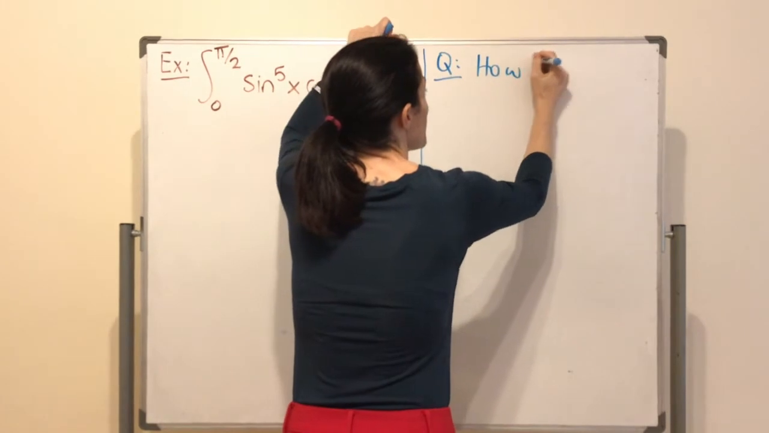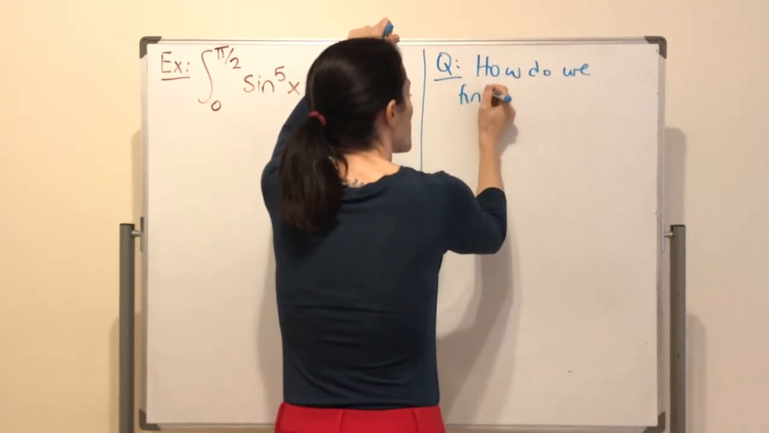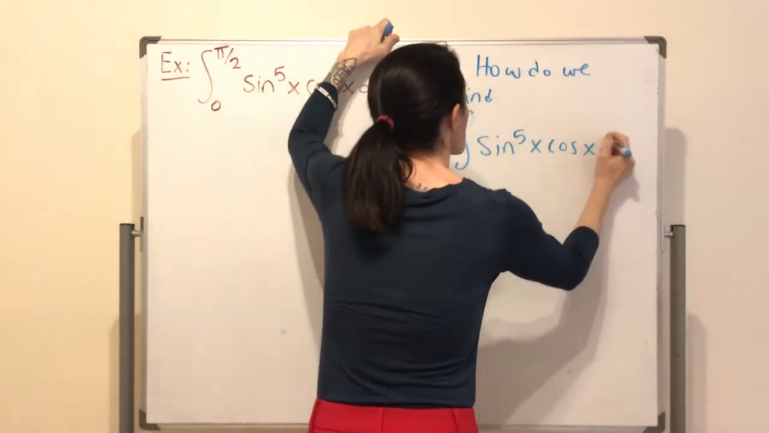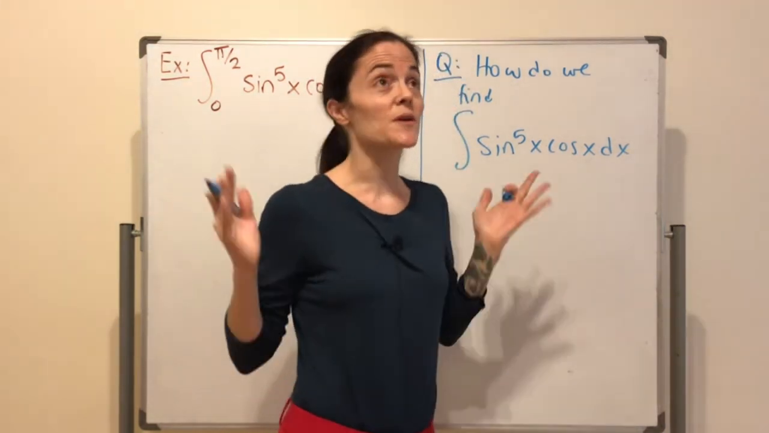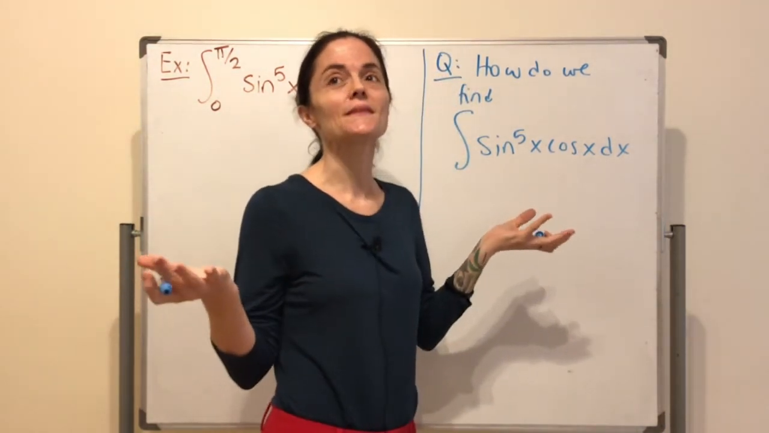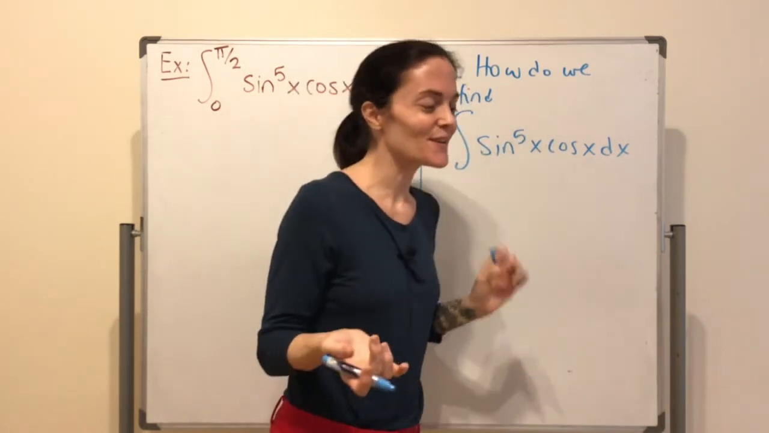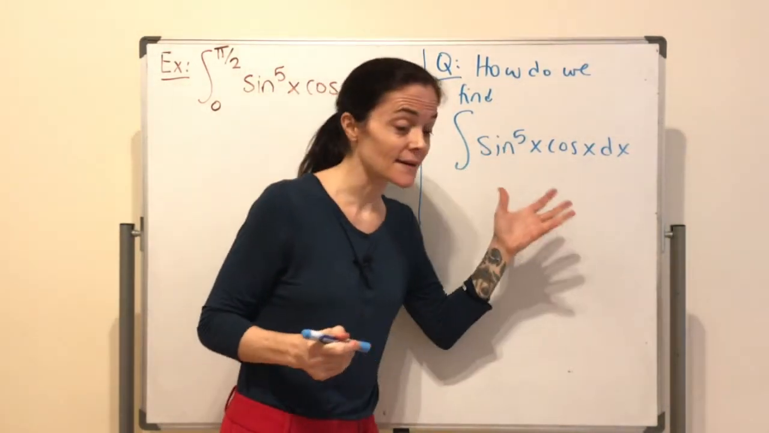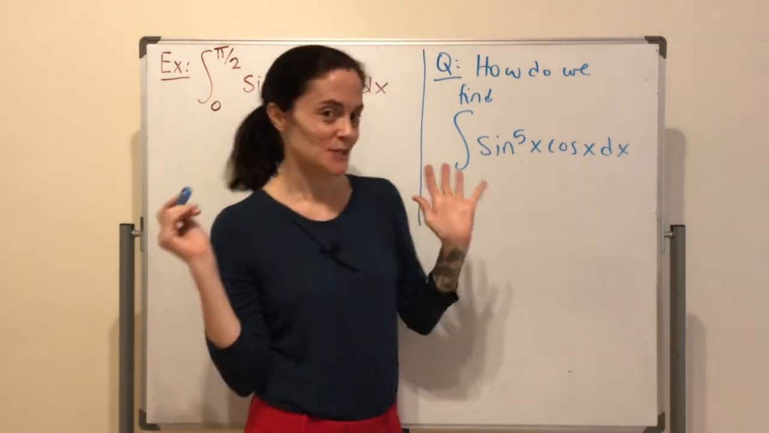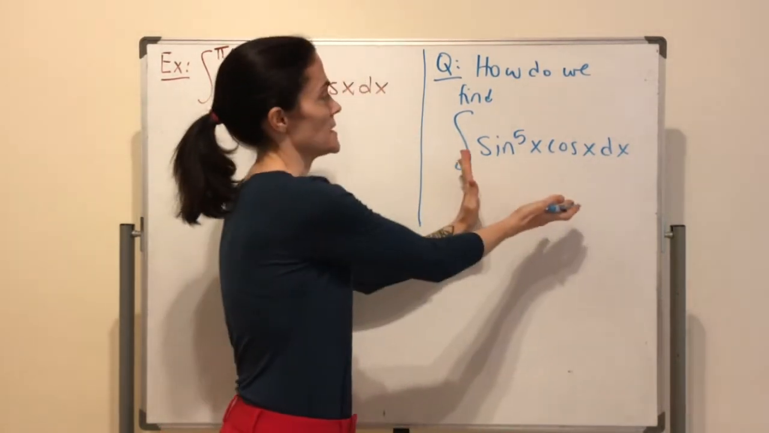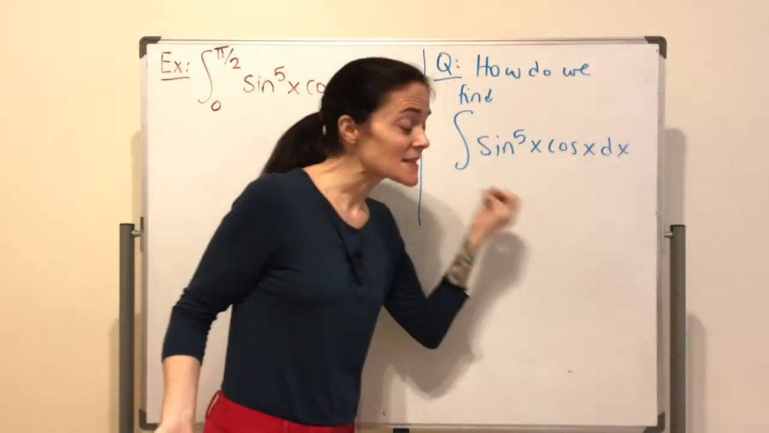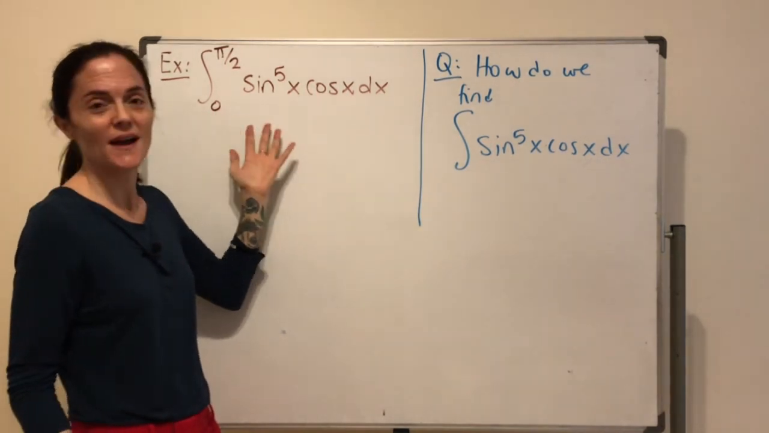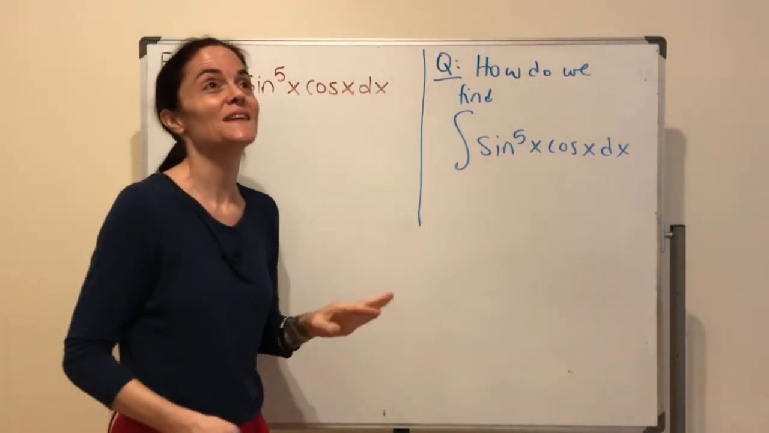How do we find the integral of sine to the 5th of x cosine x dx? Because the fundamental theorem of calculus is so wonderful, if we can compute an indefinite integral, then we can compute a definite integral with the same integrand. Here, if you look at this, this is substitution, right? So let's work through this, and then we'll use the antiderivative that we calculate and the fundamental theorem of calculus to find this number. Every definite integral is a number.